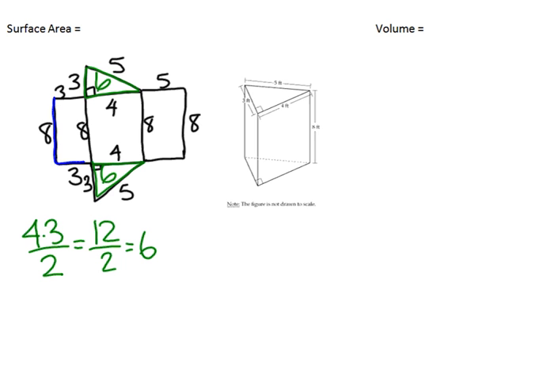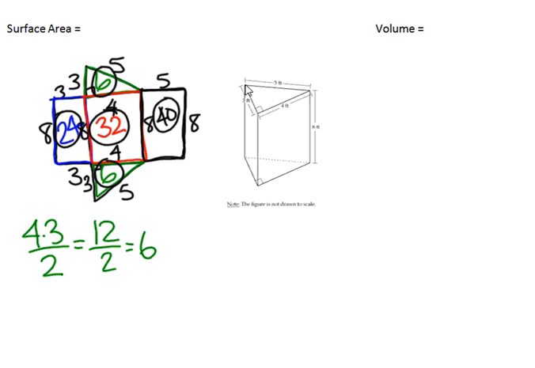Then in blue, this is an 8 by 3, so that's going to have an area of 24. This one in red is an 8 by 4, so that has an area of 32. And last one is 5 by 8. That's going to have an area of 40. So I'm going to circle all my areas just so I don't confuse them with side lengths.